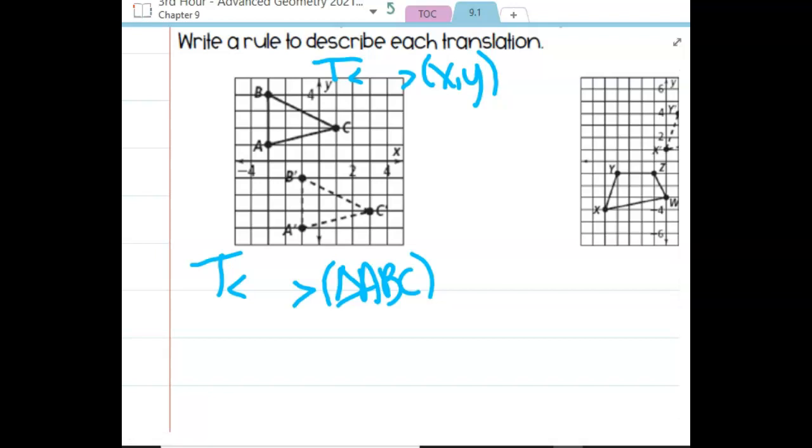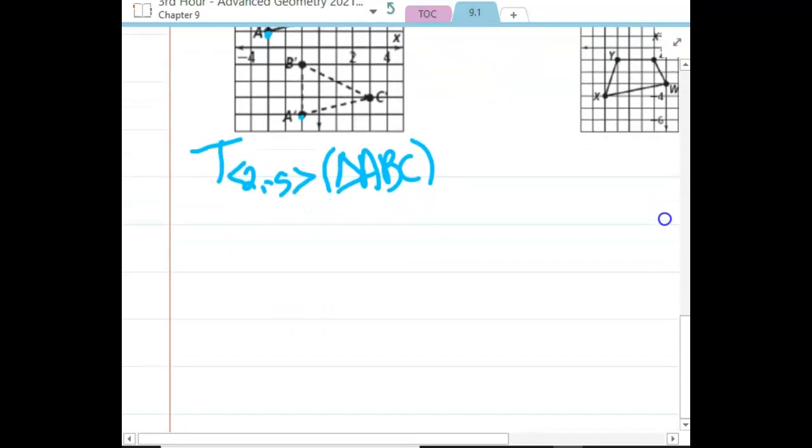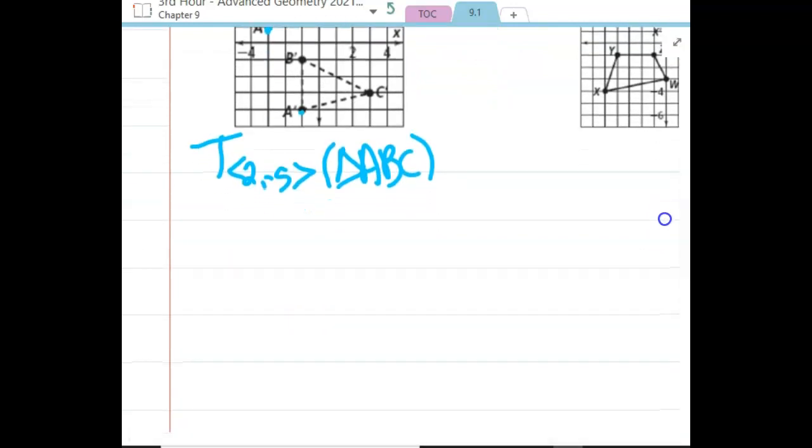In this one, we can say triangle ABC. So if I want to figure out how I'm going to translate, let's look at how we go from A to A prime. So you always want to do your x shift first. So how are you moving along the x-axis? 2 to the right. So a positive 2. And then for the vertical shift, what are we doing? Down 5, negative 5. So that would be your rule right there. Once again, when you get to your homework, instead of triangle ABC, it would just be x, comma, y.